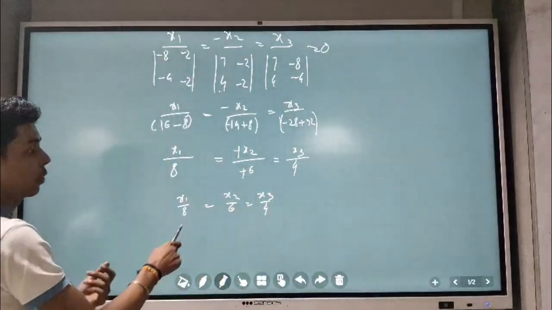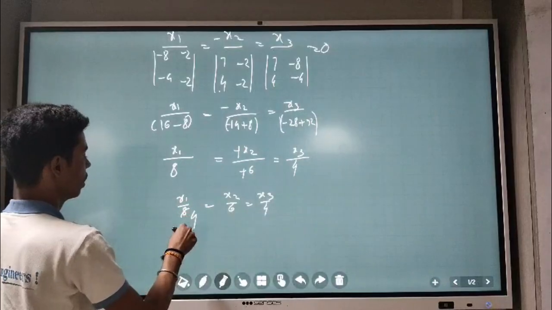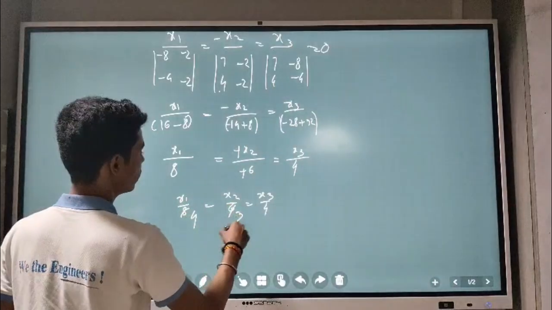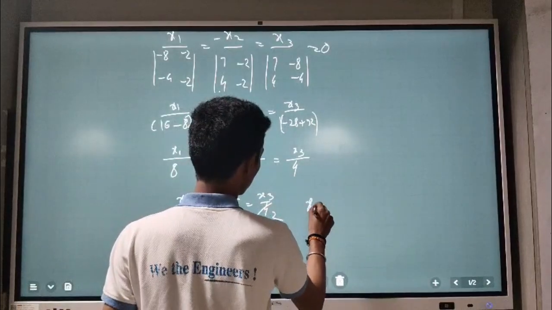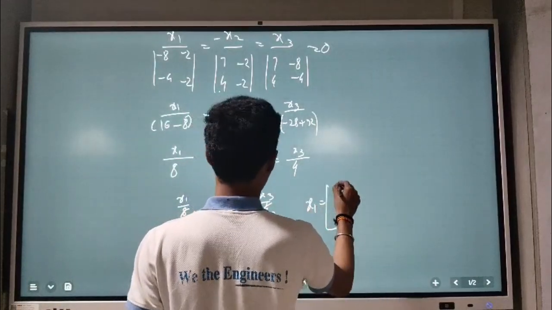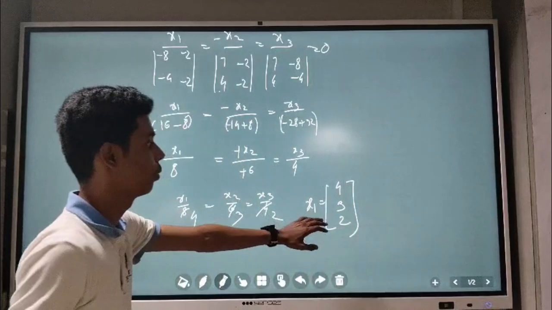So all values are divisible by 2. So we divide this equation by 2: 2 times 4 is 8, 2 times 3 is 6, and 2 times 2 is 4. Then we write this equation like this: x1 equal to 4, 3 and 2. We get this value for x1.